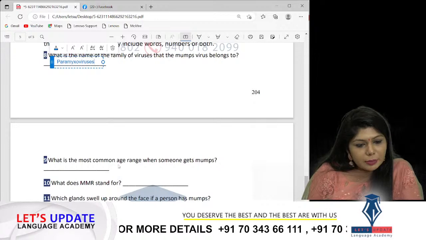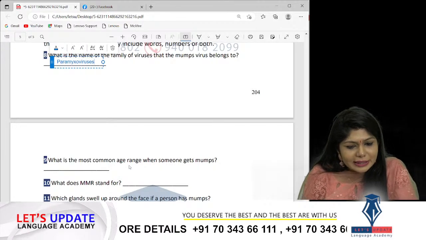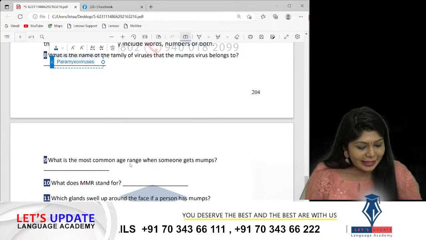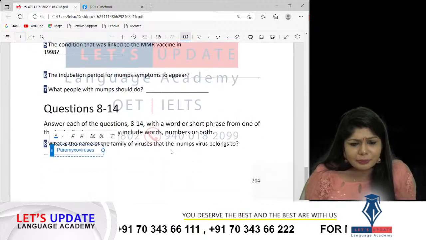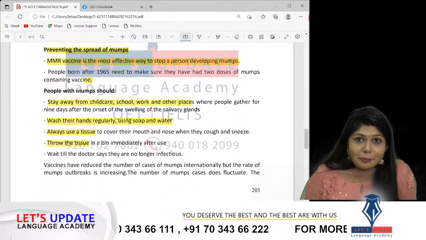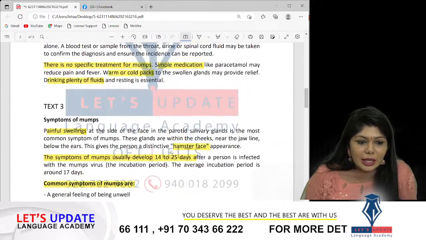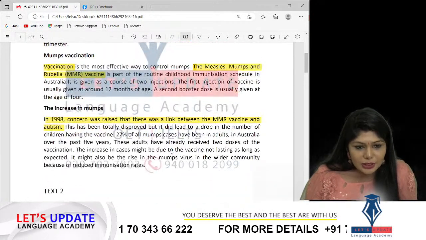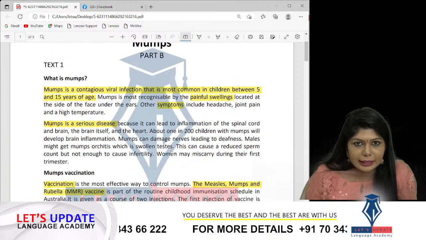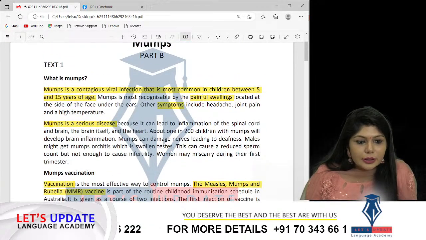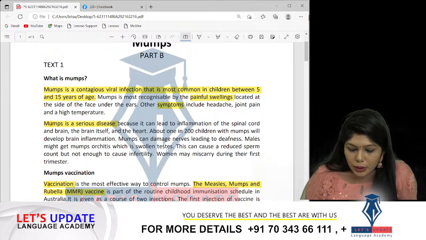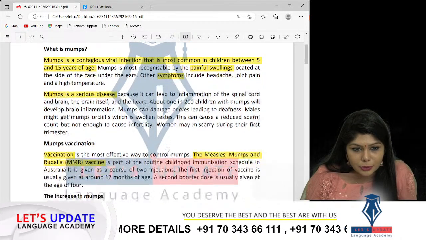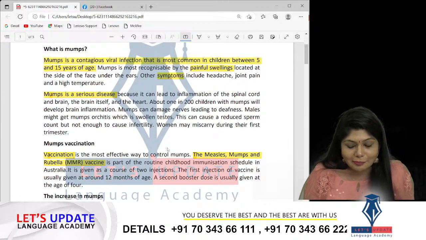Moving to question number 9: what is the most common age range when someone gets mumps? I think we have also gone through that. It's definitely not going to be in the D part because that's related to prevention. C part is related to symptoms. B part is related to spreading of the disease. So let's go to A, which covers the introduction of the disorder. So it's definitely going to be in part A.